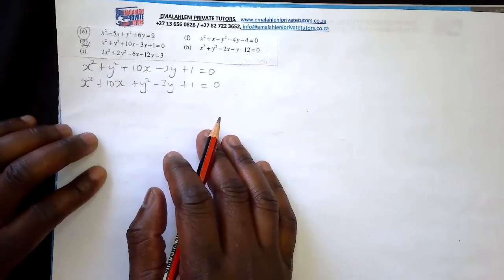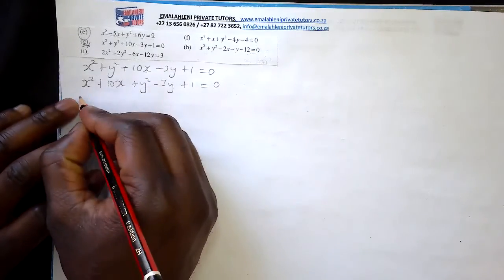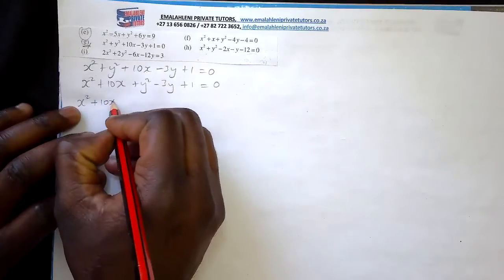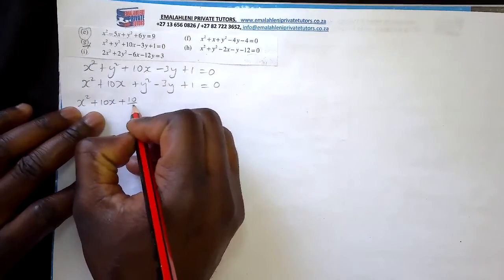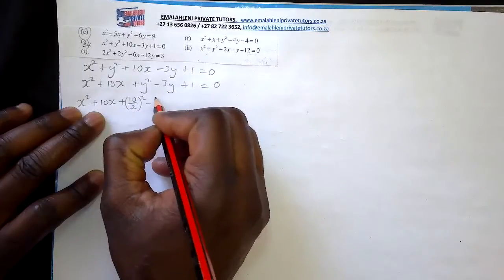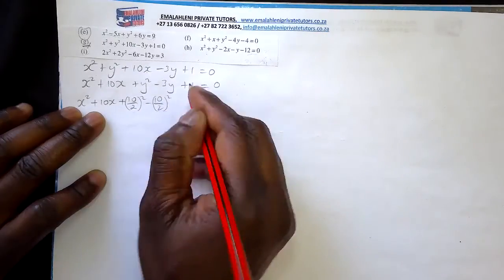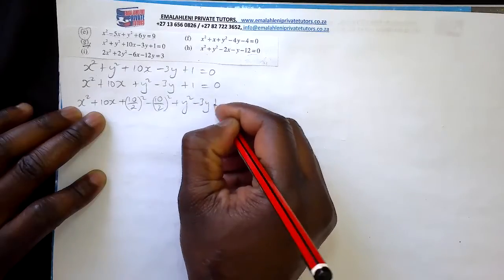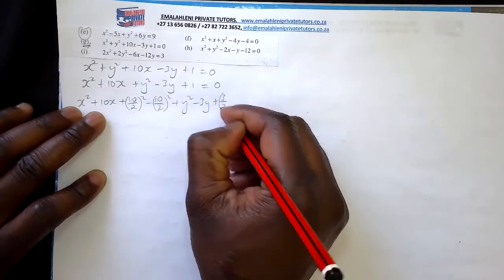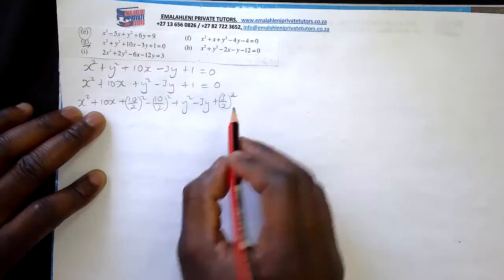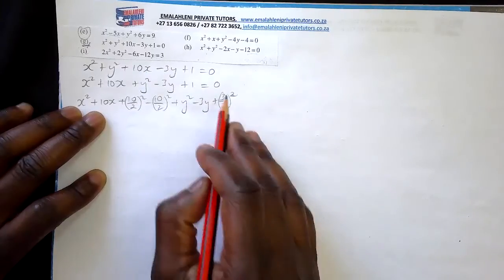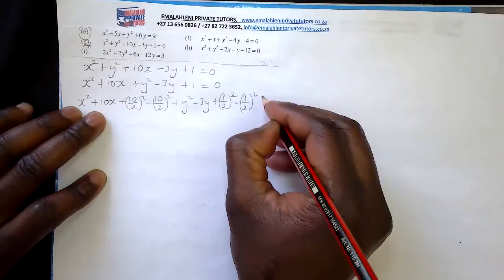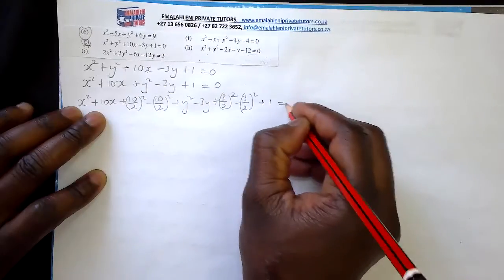We already know what we're supposed to do when completing the square. x squared plus 10x plus 10 over 2, we square that, minus 10 over 2, we square that, plus y squared minus 3y plus 3 over 2, we square that. Remember, we are squaring everything here, not only 3, everything, minus 3 over 2 squared, plus 1 is equal to 0.